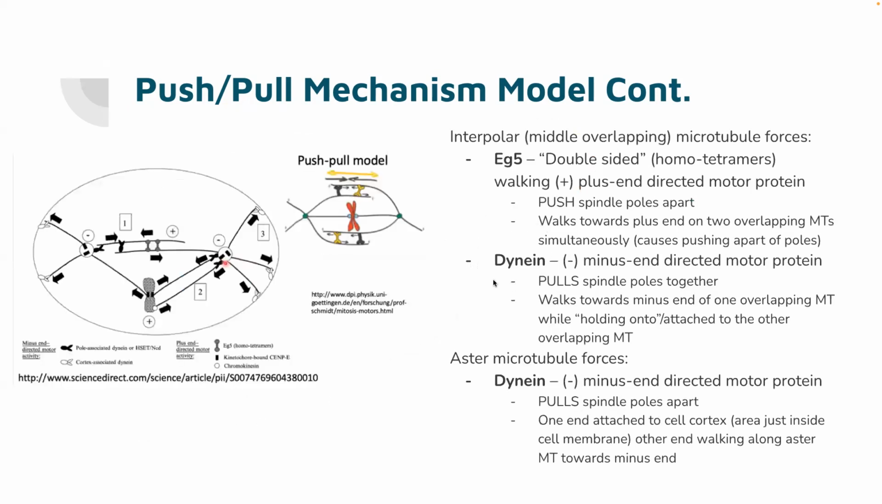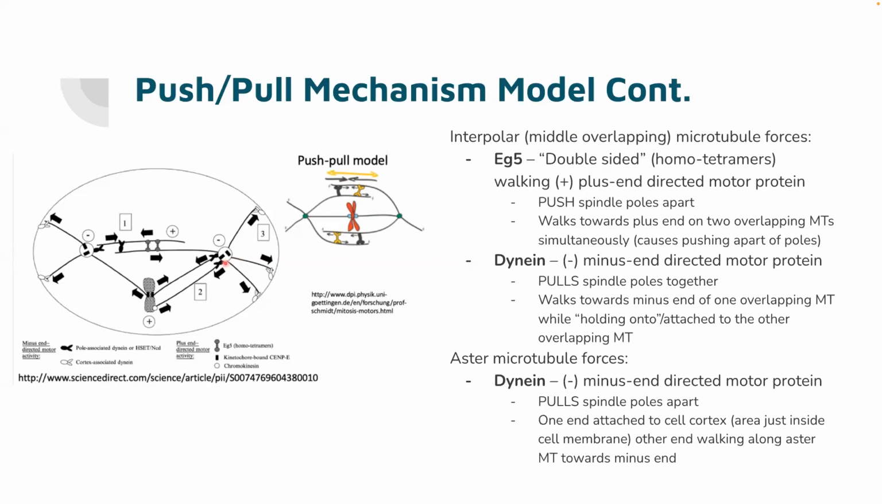So going further into the push and pull mechanism, interpolar microtubule forces include EG5, which is double-sided. They're homotetramers. They walk to the plus end because they're plus end directed motor proteins. They push spindle poles apart and walk toward the plus end on two overlapping microtubules simultaneously, which causes that pushing apart. And then dynein is minus end directed, so it pulls the spindle poles together and walks toward the minus end of one overlapping microtubule while holding on to the other overlapping microtubule.